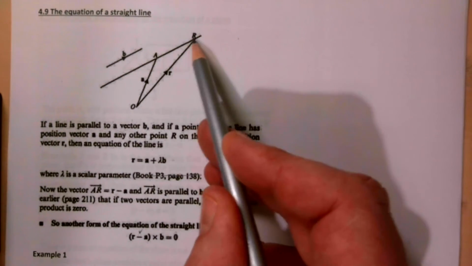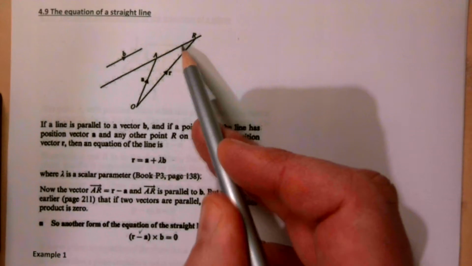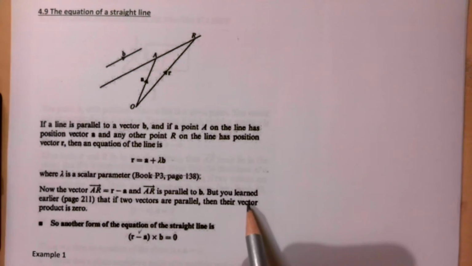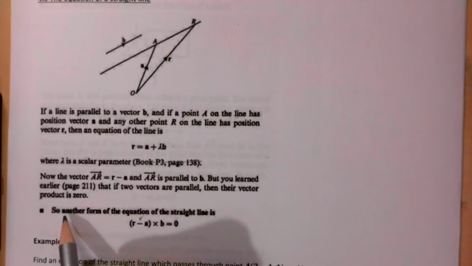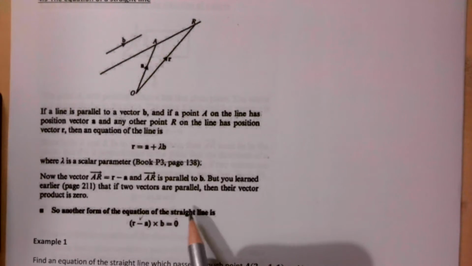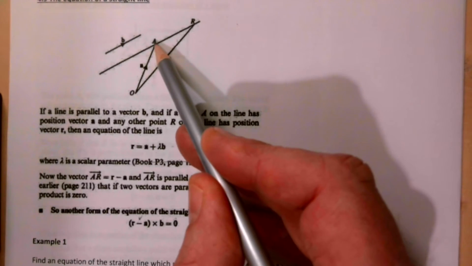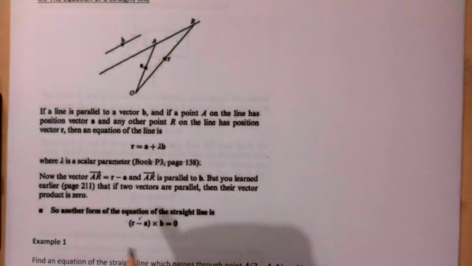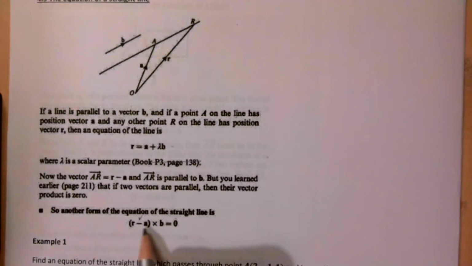Now the vector AR, how do you get from A to R? Minus a plus r, or if you want, r minus a, where AR is parallel to b. But you learned earlier that if two vectors are parallel, then their vector product is 0. So another form of the equation of a straight line is that r minus a, which is this bit, cross b equals 0, and that's what's written there. (r minus a) cross b equals 0.